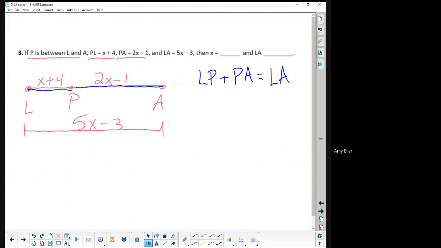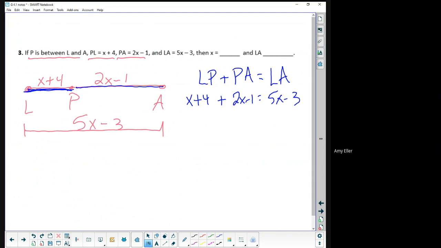Now that you have it in letters, you know what piece goes where. So LP, plug in X plus 4. Plug in what you know for PA. This is algebra you should be familiar with. Some of us are faster than others. I'll walk through it. If you want to work ahead, you can.